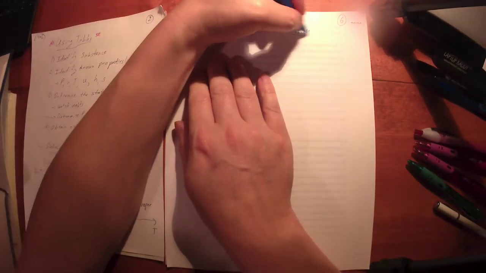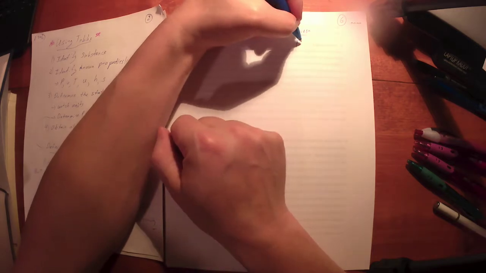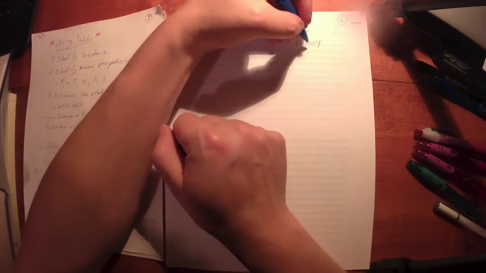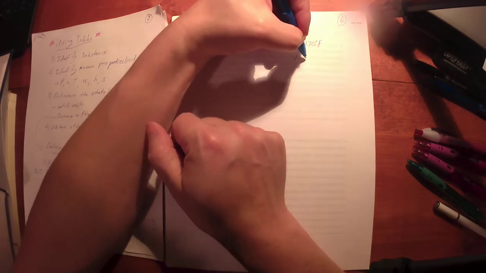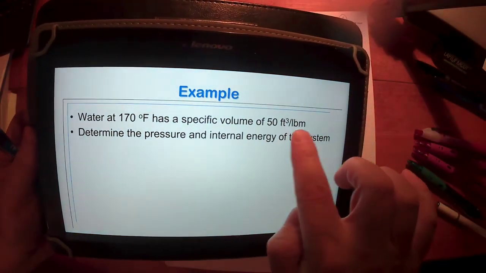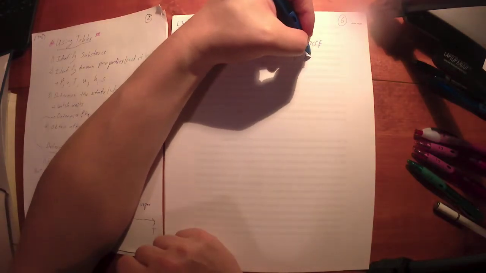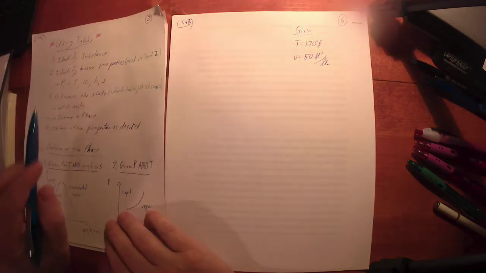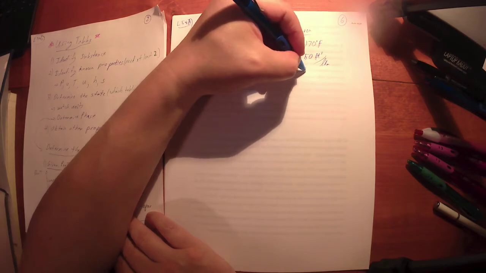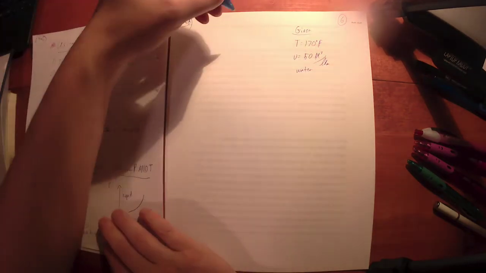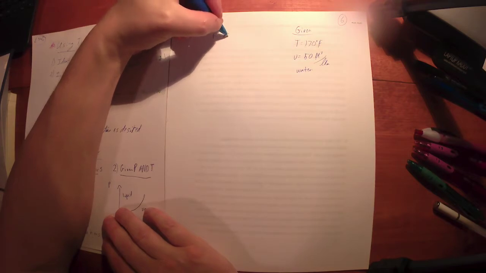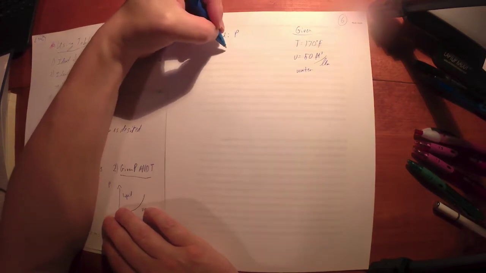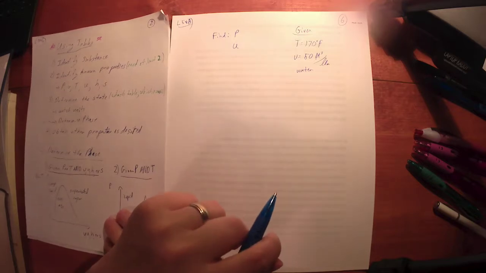Given. Problem had given me temperature, 170 degrees Fahrenheit. Specific volume. I know it's a specific volume because it's in units of volume per mass. It's 50 cubic feet per pound mass. Now my substance is water. That's given also. The thing they were asking for is the pressure and the internal energy.